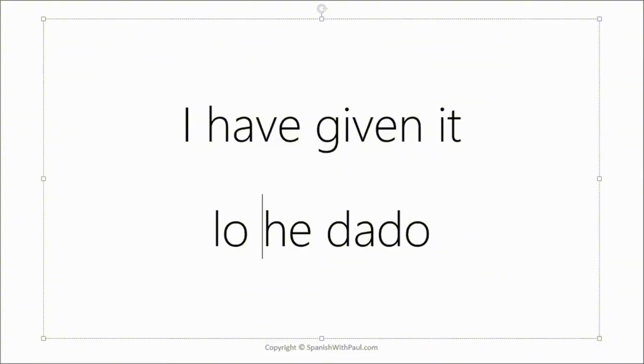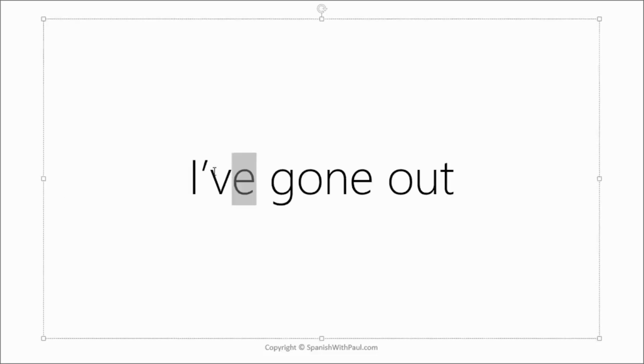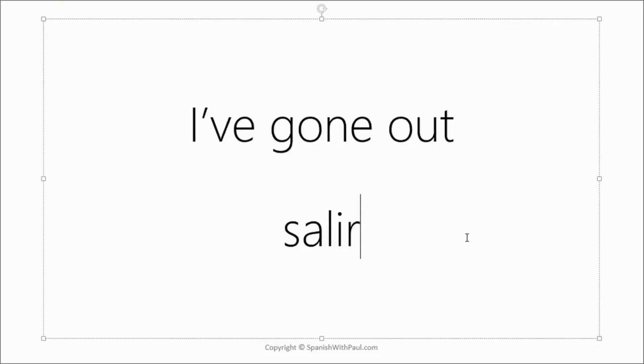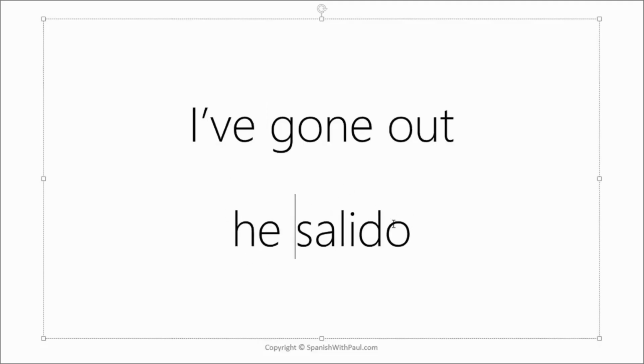Then in our final example for now, we have I've gone out. Notice here we shortened it to simply I've. So the verb to go out is salir. And we see here we have an IR verb. So it goes to the ido sound. So we have salido for gone out. And then the I've or the I have is simply he. So we have he salido, I've gone out.